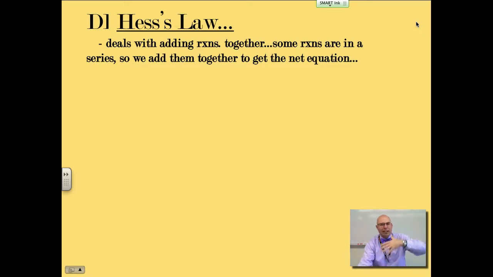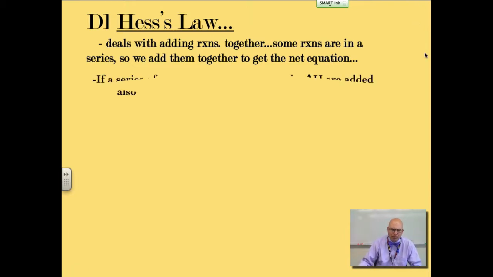So you could have multiple equations where, let's say, the first one produces a product, and then that product reacts with something else to produce something else, and then that product reacts with something to produce a third thing, which is really what the reaction wants to go to. So again, some of them are in series, so they're added together. If a series of reactions are added together, the delta H's are added as well.